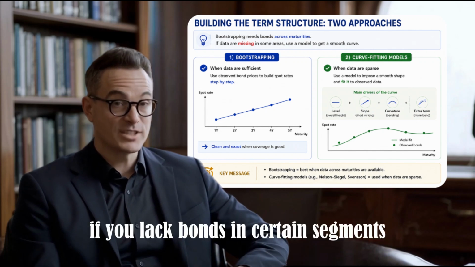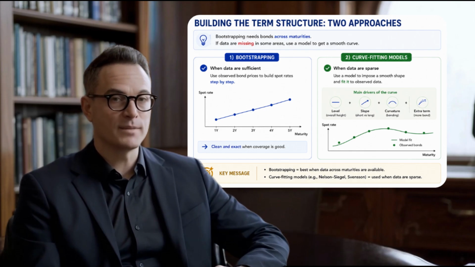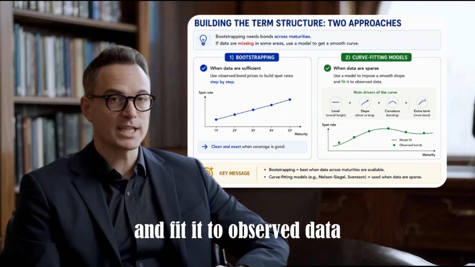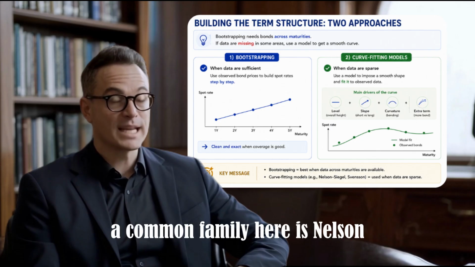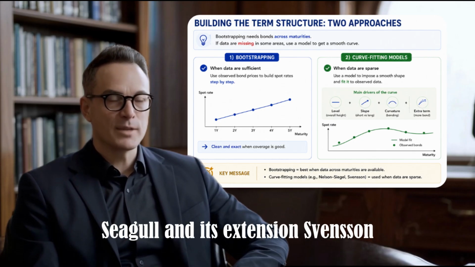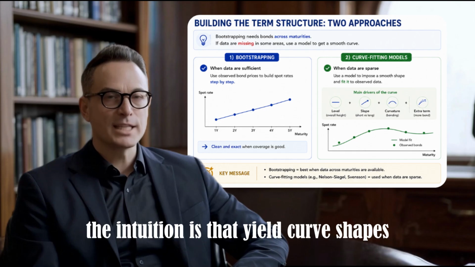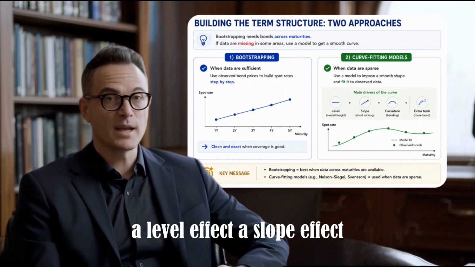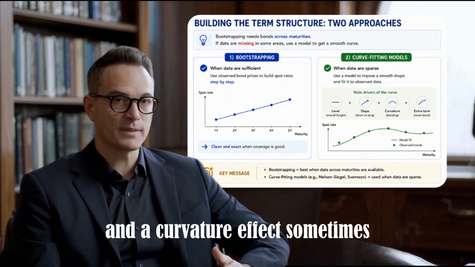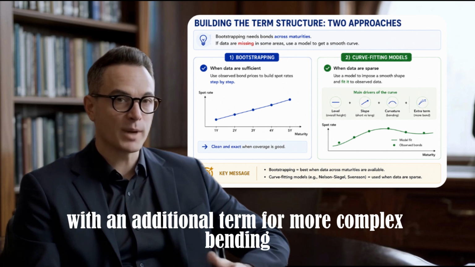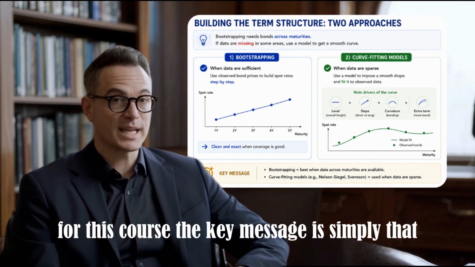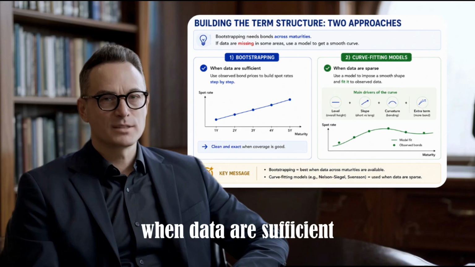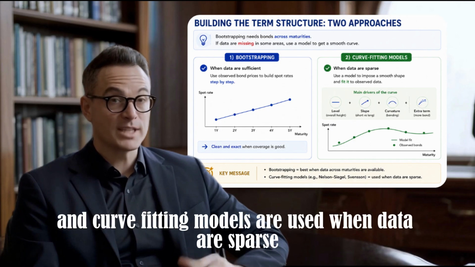Bootstrapping requires coverage across maturities. If you lack bonds in certain segments, you cannot build the curve reliably. In that case, you use models that impose a smooth curve shape and fit it to observed data. A common family here is Nelson-Siegel, and its extension Svensson. The intuition is that yield curve shapes can often be described by a few main drivers: a level effect, a slope effect, and a curvature effect, sometimes with an additional term for more complex bending. For this course, the key message is simply that bootstrapping is the clean construction method when data are sufficient, and curve-fitting models are used when data are sparse.